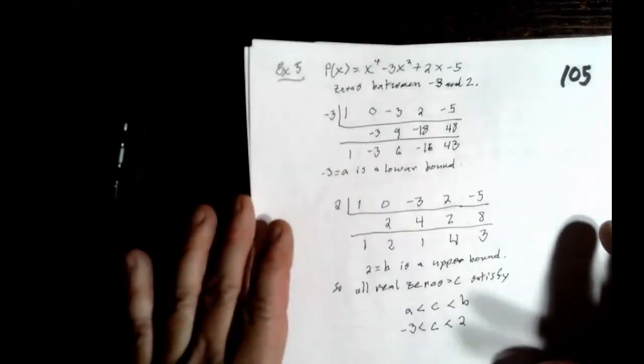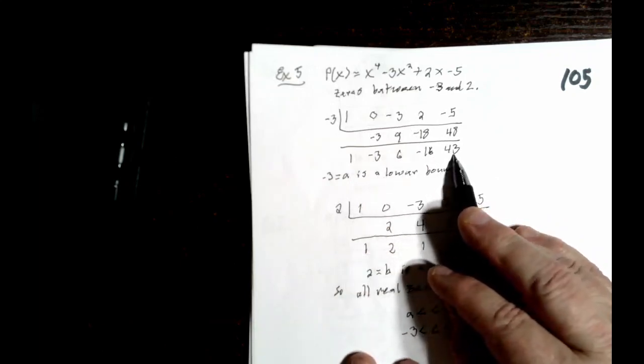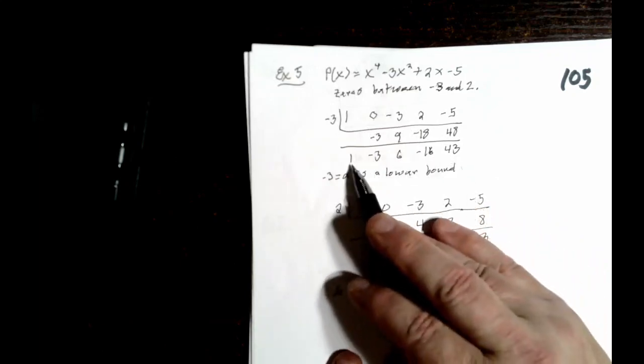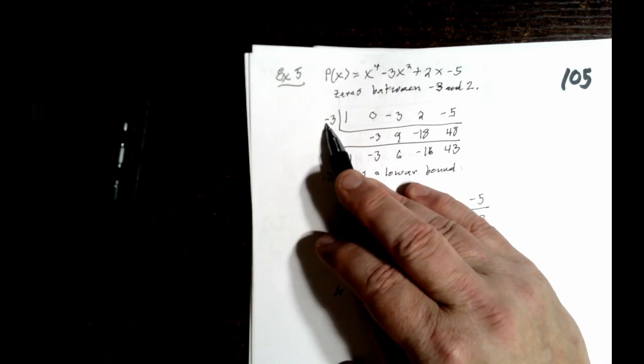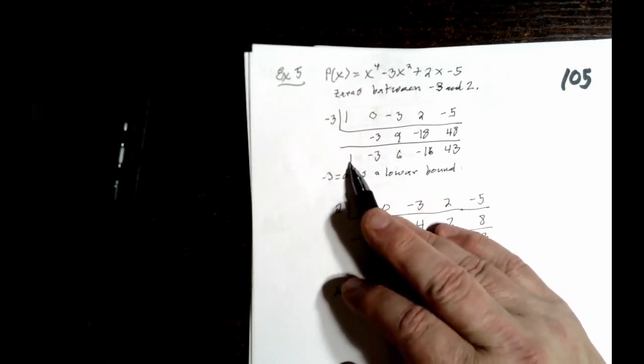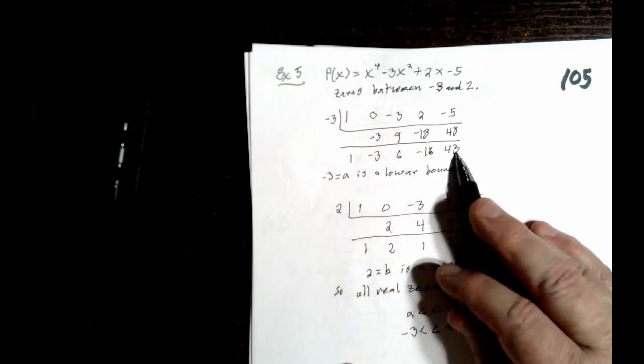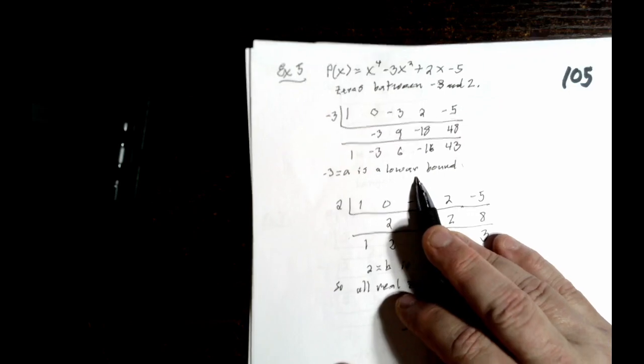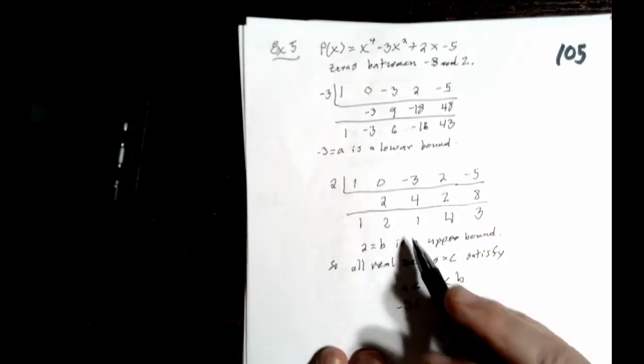So let's try this one. Let's try -3, and we do our synthetic division. We don't get a 0, but look, with A being negative, does it alternate from non-negative to non-positive? So positive, negative, positive, negative, positive. Yeah. So -3 is a lower bound. There's no need to try any numbers smaller than -3.